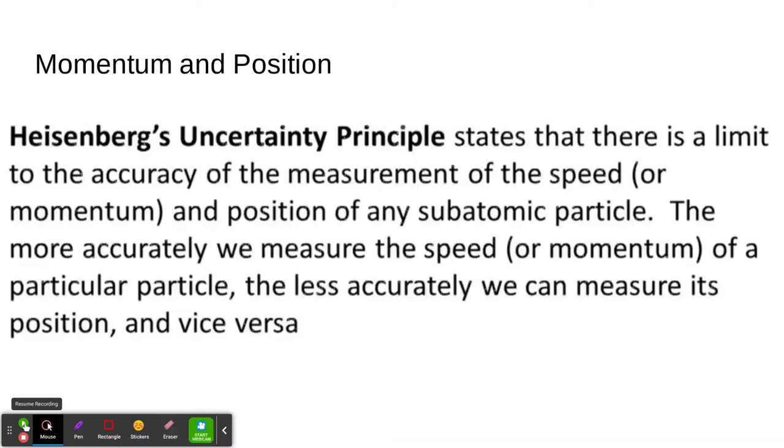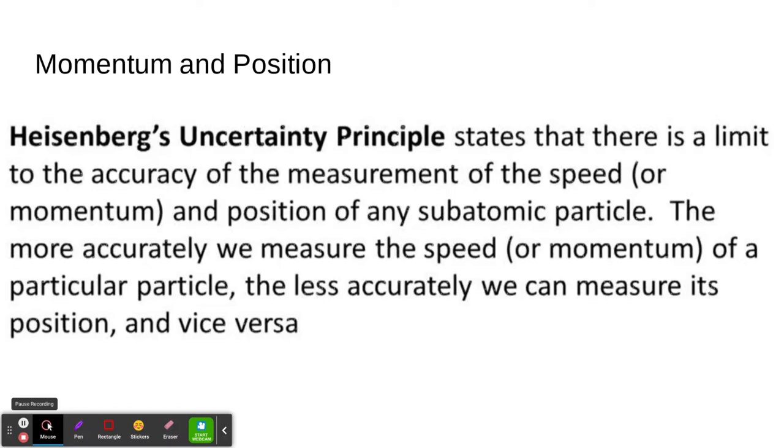There's something called the Heisenberg uncertainty principle, and I'm not going to go deep into it, but let me just type that out for you. All right, here it is. And we'll do it slowly. So the Heisenberg uncertainty principle, and it's reading it right there. Let's read it together. It states that there is a limit to the accuracy of the measurement of this, blah, blah, blah.